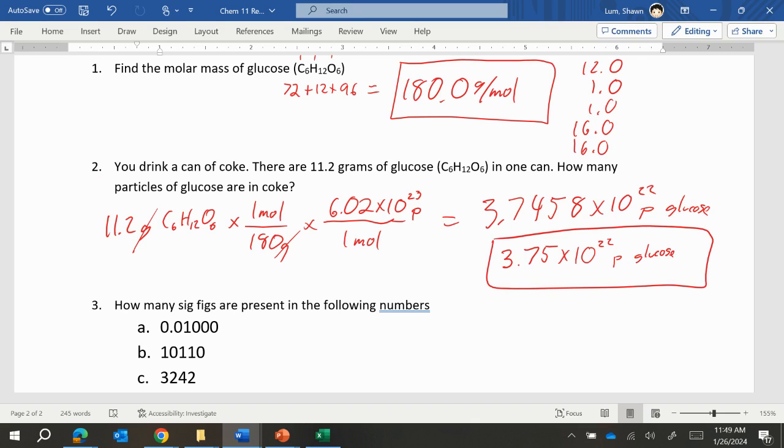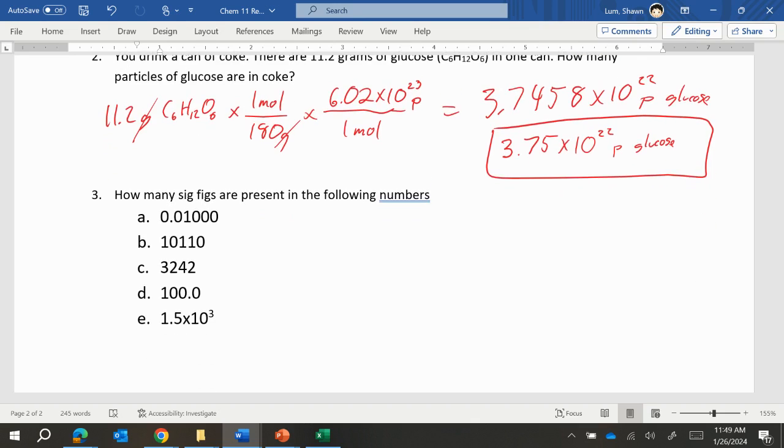That's my answer. Okay. How many significant figures are present in the following numbers? These numbers right here are significant. This should be a 4. These numbers right here are significant. This should be a 4. Trailing zeros are not significant. Leading zeros are not significant. Okay, so these ones are not significant. This is 4 right here.